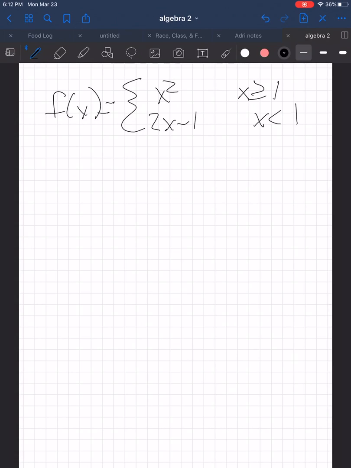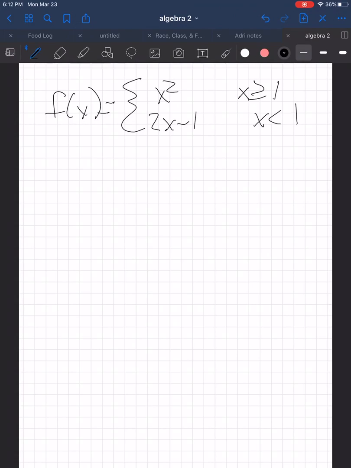All right, let's move on to the next one. It says, for what values of x is the piecewise function shown below differentiable? F of x equals x squared when x is greater than or equal to 1, and 2x minus 1 when x is less than 1.